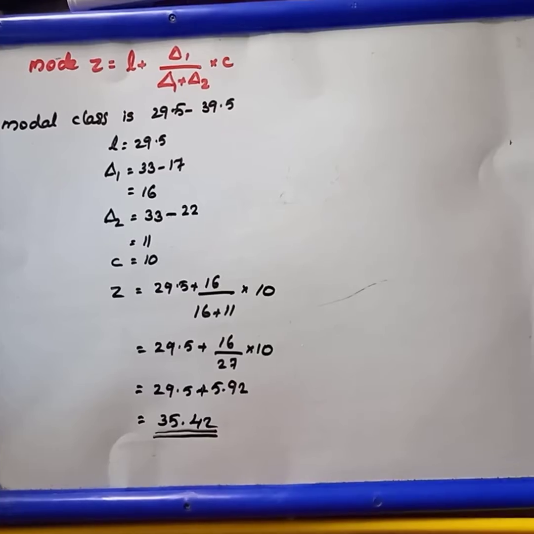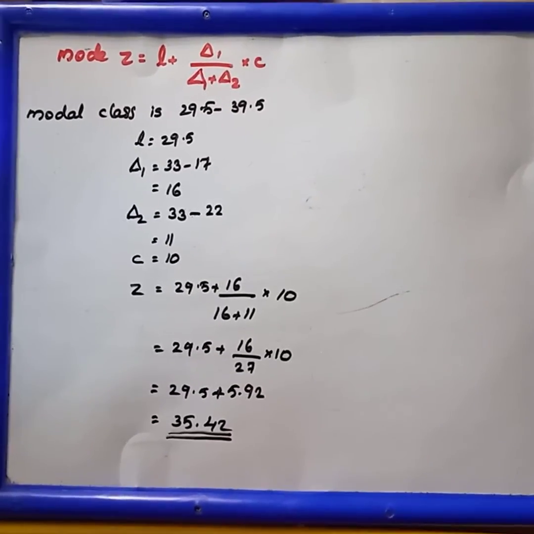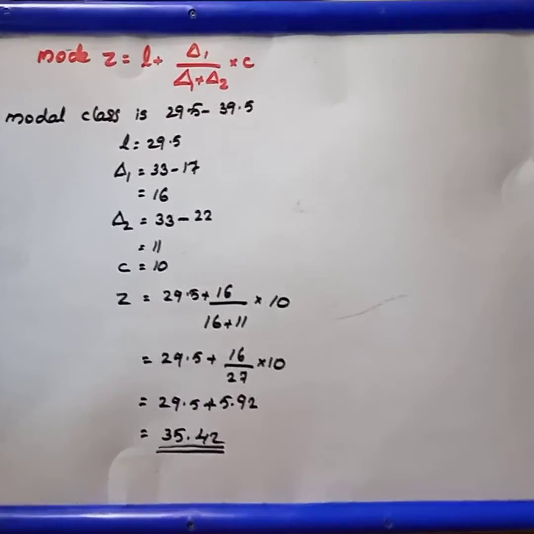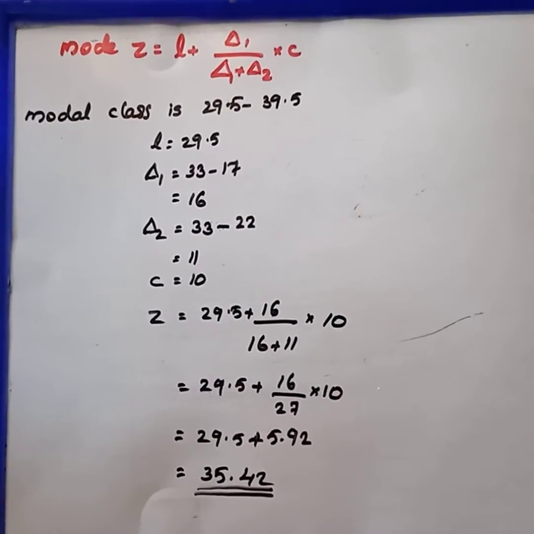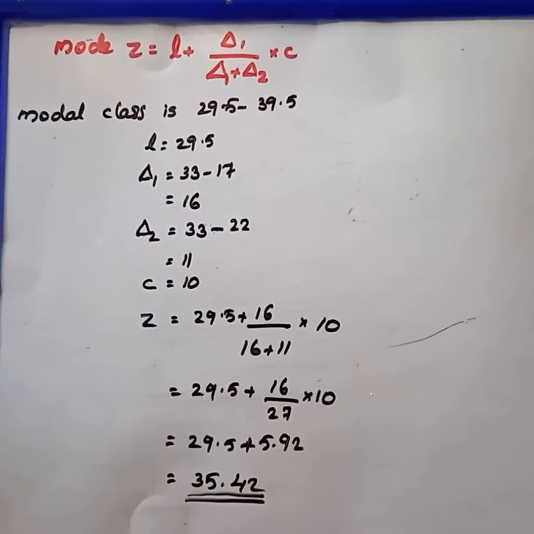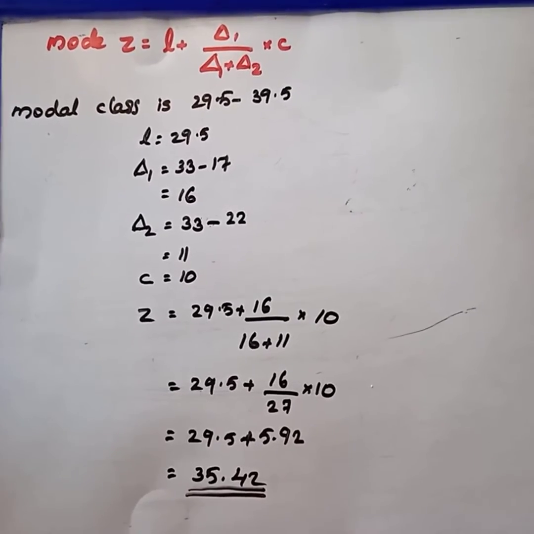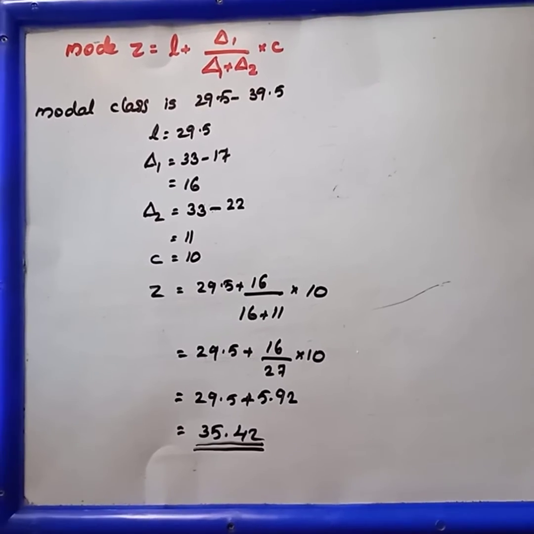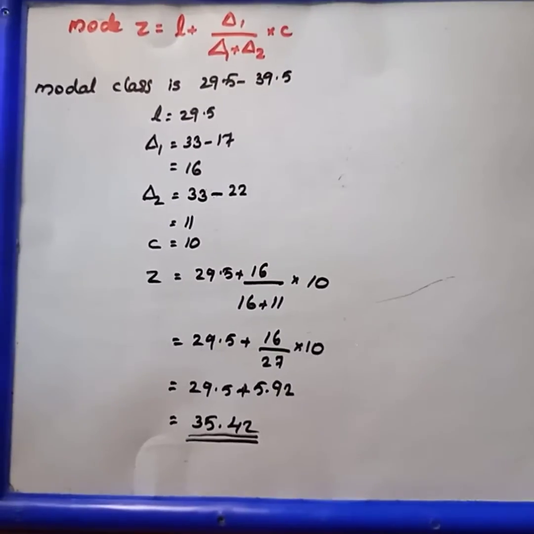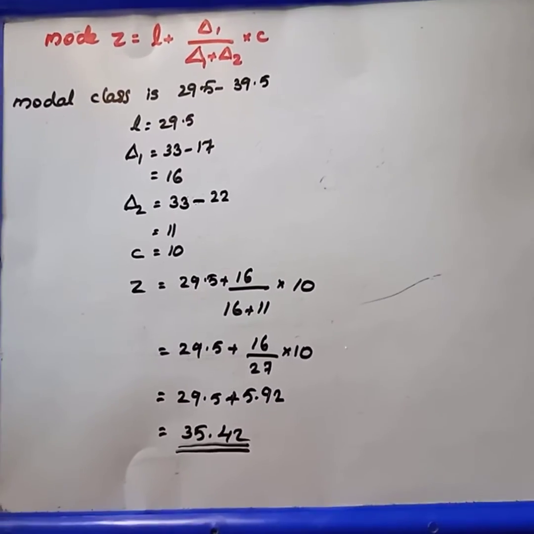Mode Z is equal to L plus delta 1 divided by delta 1 plus delta 2 into C. Modal class is 29.5 to 39.5, the class with the most frequency. Then its lower limit L is equal to 29.5.